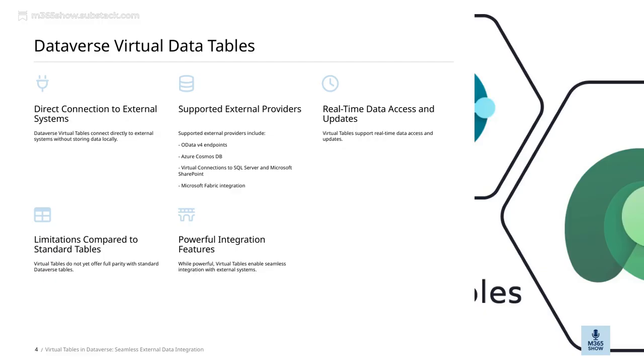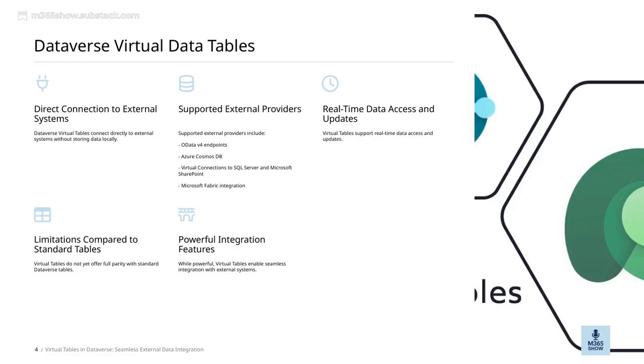Supported external providers include several popular options. For example, we can connect via OData v4 endpoints, which are widely used for web services. We can also connect to Azure Cosmos DB, a scalable NoSQL database in the cloud. Additionally, virtual tables support virtual connections to SQL Server and Microsoft SharePoint, broadening our integration capabilities. And for organizations leveraging Microsoft Fabric, virtual tables integrate smoothly to bring data from those sources as well.